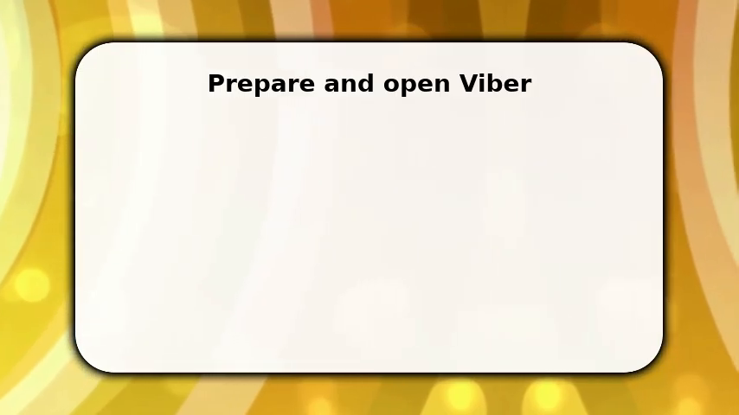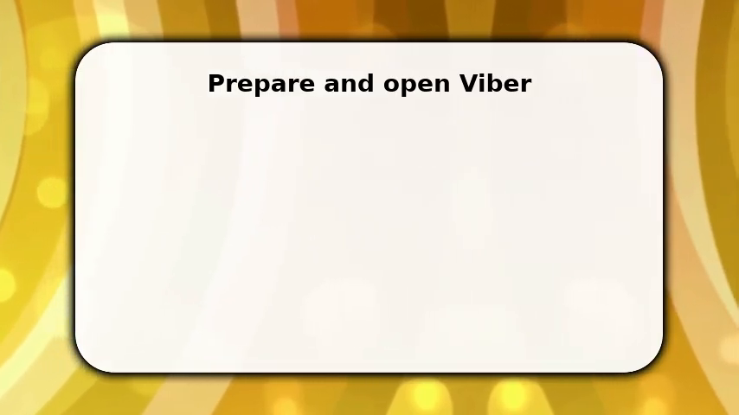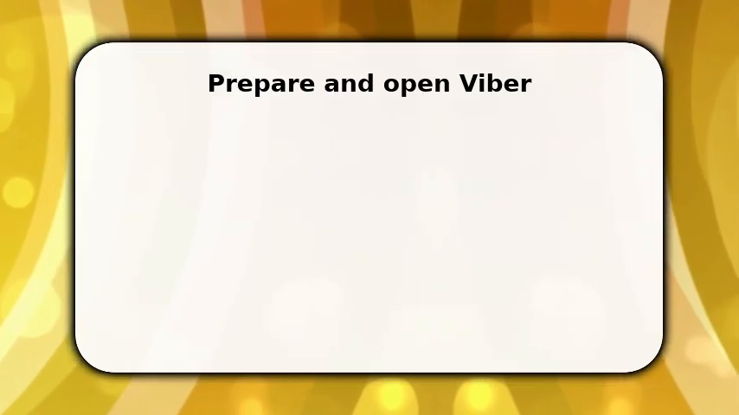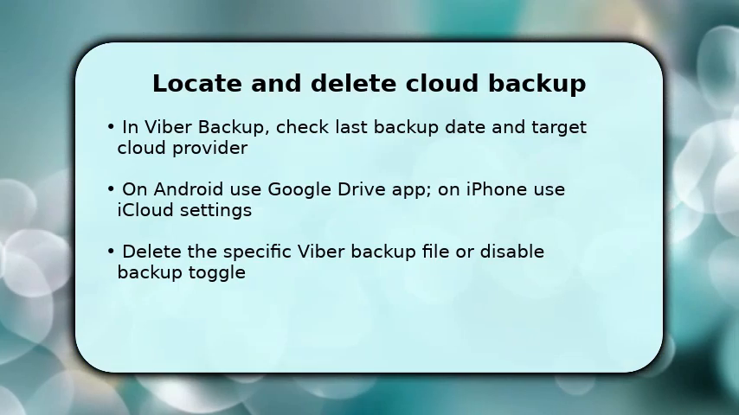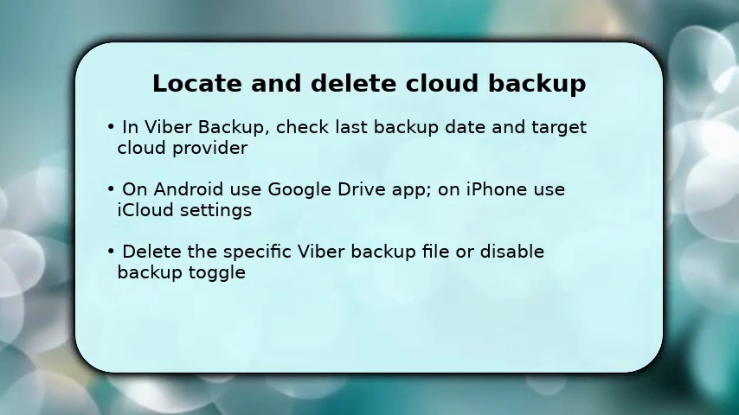Next, navigate to Settings, right arrow Account, right arrow Viber Backup to view backup status. You do this now so the next steps delete the correct backup, not an unrelated account or file. Once you see backup info in Viber, note the provider and date.